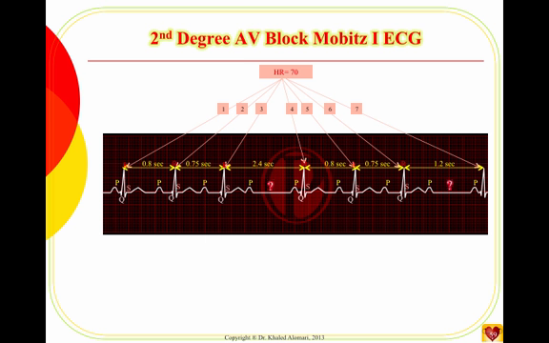See what is the difference here. First, let's look at the PR. It started normal at 0.12, got up to 0.28, got up to 0.32, and then guess what? There's a P that's not followed by a QRS, and there's another P. So there are 1, 2, 3, 4 P's, but there are 1, 2, 3 QRS's. So again, a PR that keeps getting longer, and one dropped QRS, one P that's not followed by a QRS. That's it. That's second degree type 1.